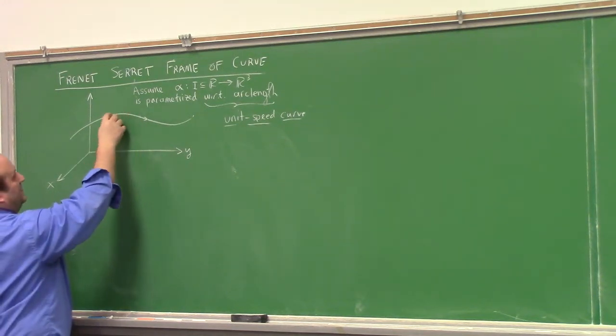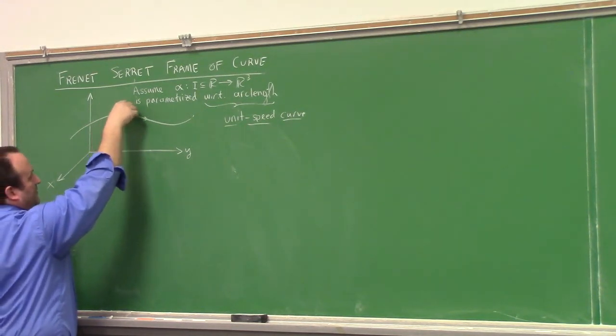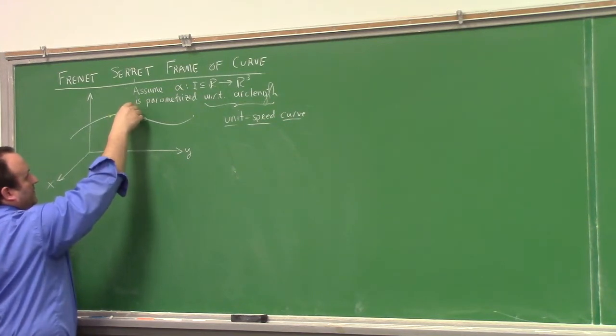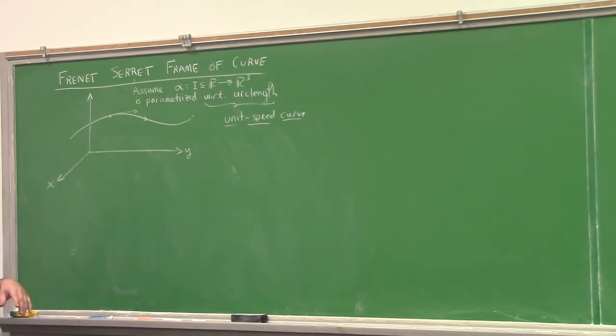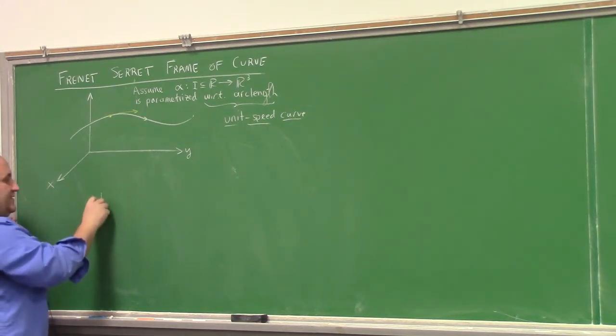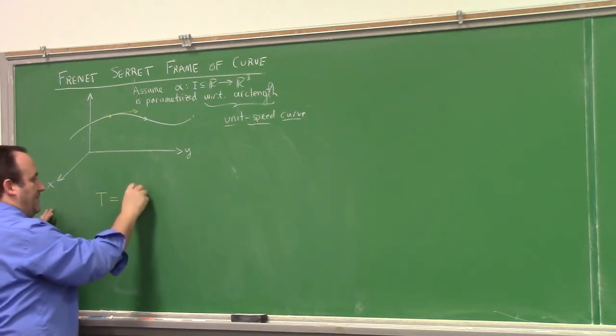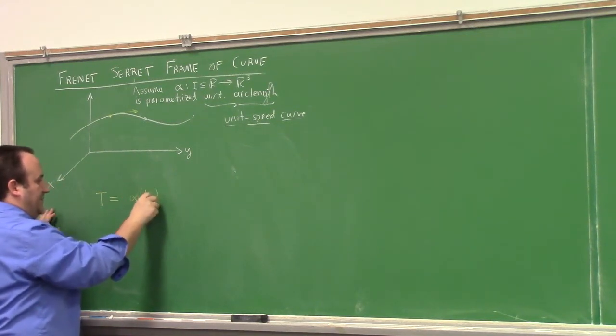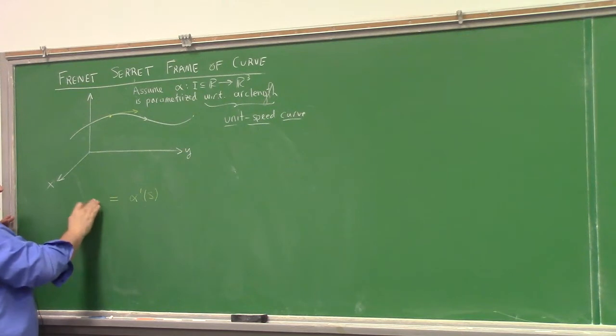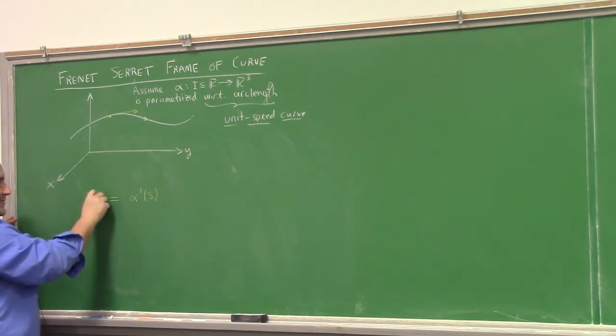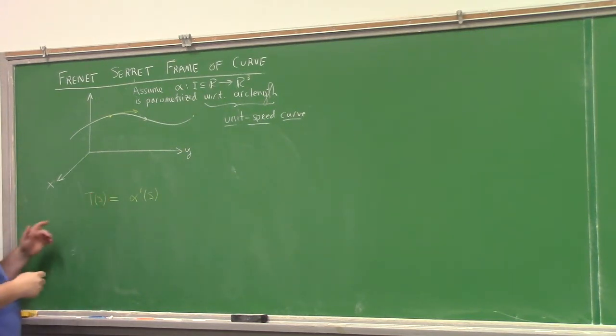Now, once I pick that point, we can look at the tangent vector to that point, right? And so we can say T is equal to alpha prime of s. Now, I guess technically I should say T of s, but at times I will omit the s dependence on T, and T is a vector also.